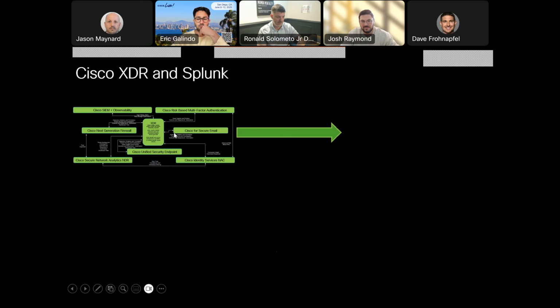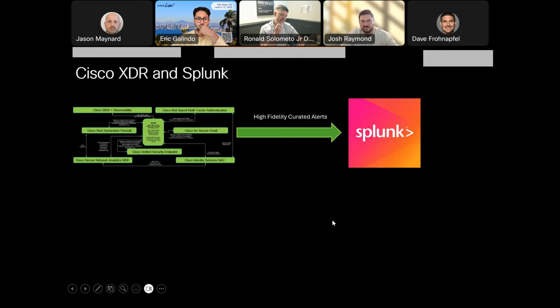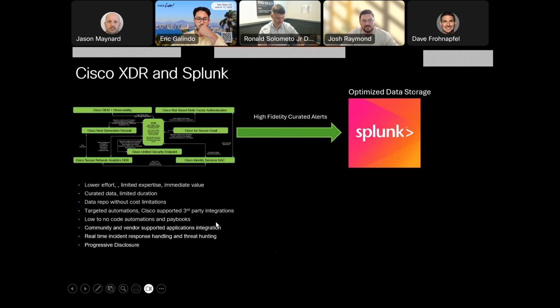So again, now we've got this architecture that feeds into Splunk, high fidelity, curated alerts. Again, XDR: low effort, limited expertise. You don't have to be a genius to leverage it. Immediate value, curated data, right? A repo with no additional costs associated with it. Third-party, curated, validated integrations. Automations built into the platform, including playbooks. There's tons of them already created, and you could add more on your own as well. Community and vendor-supported application integration, real-time instant response handling, and threat hunting.